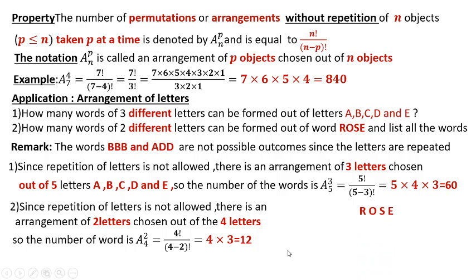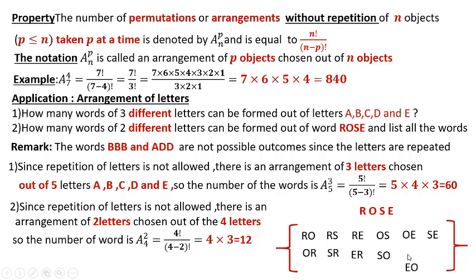List all the words. Given the word ROSE, then the options are RO, RS, RE, OS, OE, SE. Now R and O can be permuted among themselves in 2 different ways, RO and OR; RS, SR; RE, ER; OS, SO; OE, and again permute the letters O and E to get another option, EO. Permute SE to get another option, ES. The total number of options in this case equals 12.